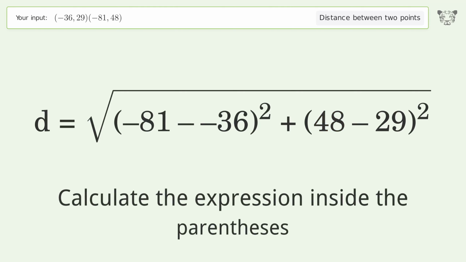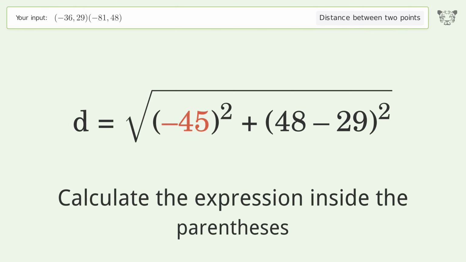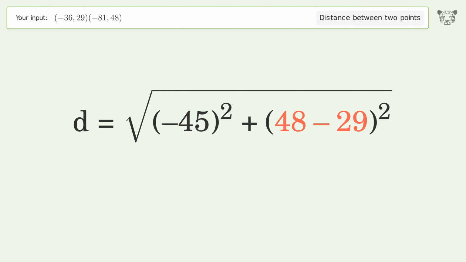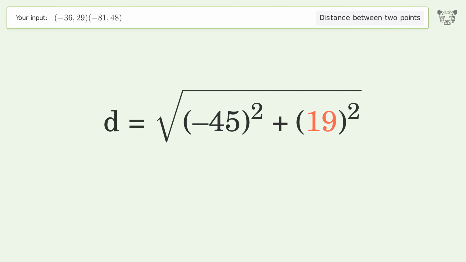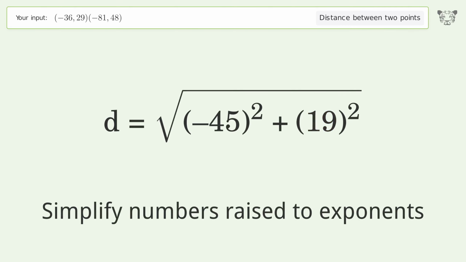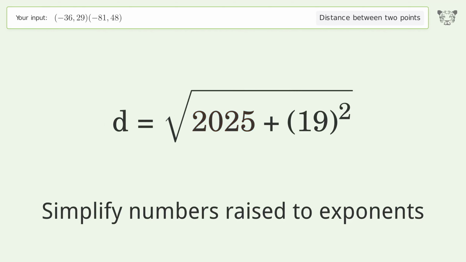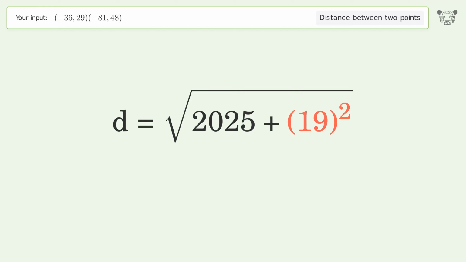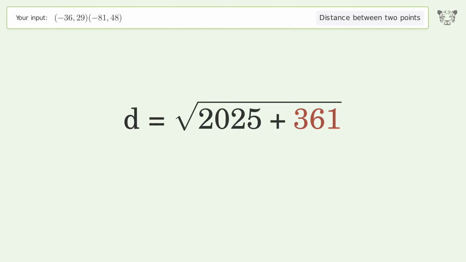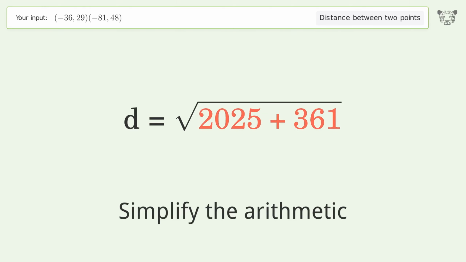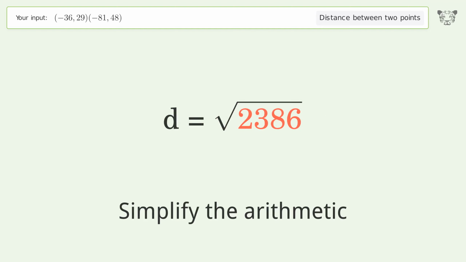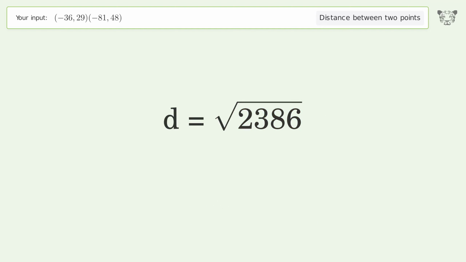Calculate the expression inside the parentheses. Simplify numbers raised to exponents. Simplify the arithmetic. And so the distance between the 2 points is the square root of 2,386, or 48.847.